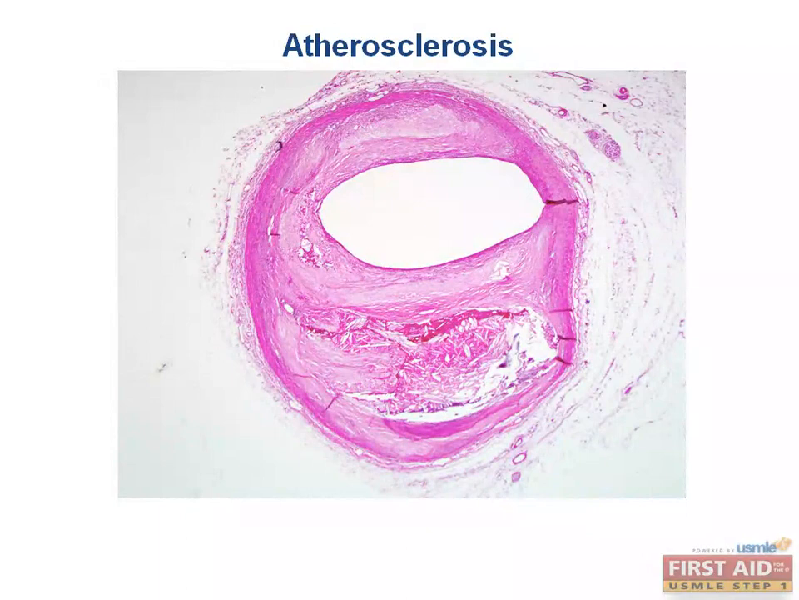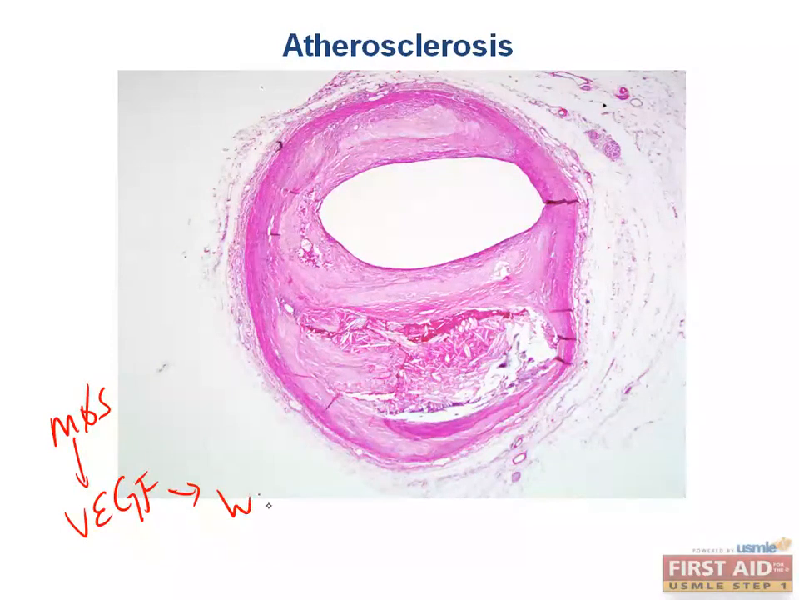This leads to continued recruitment and proliferation of fibroblasts, vascular smooth muscle cells, and angiogenesis. Wait, angiogenesis? Why would that make any sense? Well, it's not intentional. Remember, the macrophages die. They leak all their contents, including vascular endothelial growth factor, and this causes the growth of very weak vessels. They're very fragile, and they grow into the sides of the atheroma, like so.